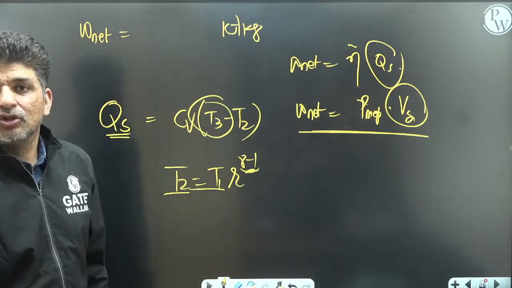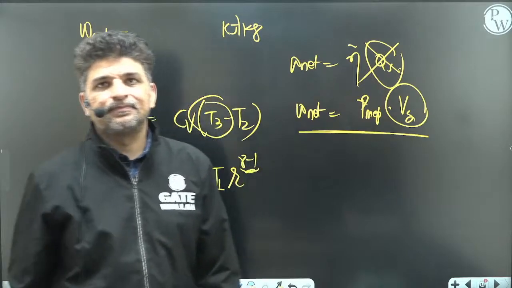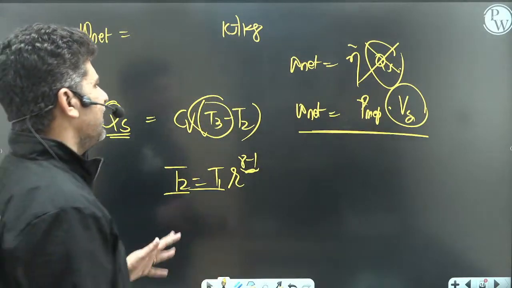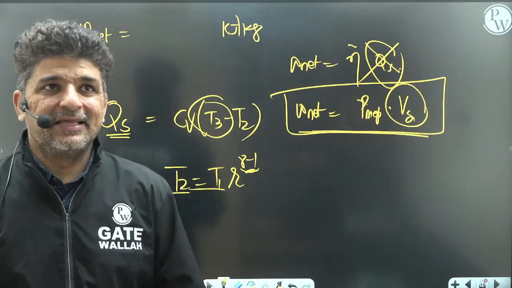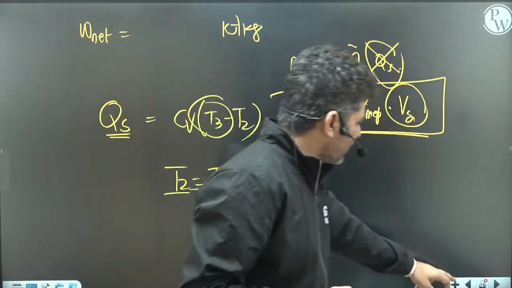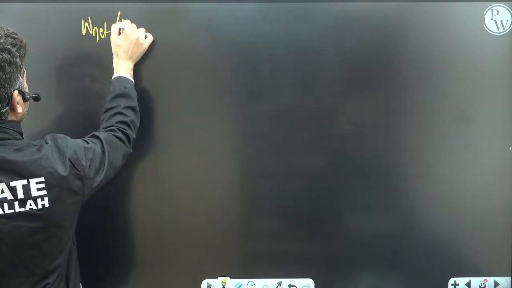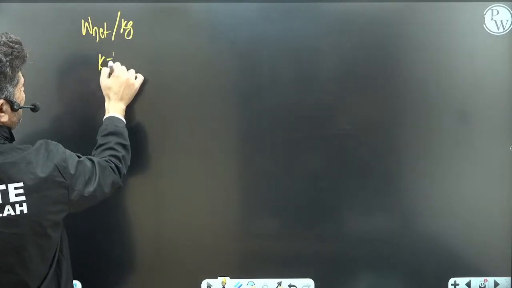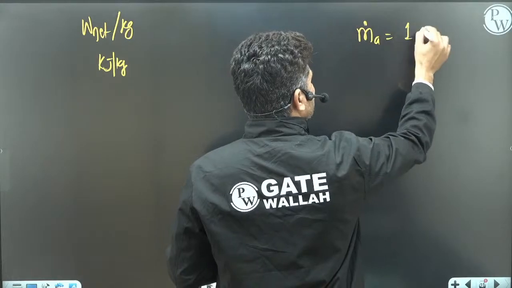So guys, you cannot calculate that. So now we are left only with one option, that is W net is equal to P mean effective pressure multiplied by Vs. Okay. So now how do we calculate this Vs? So guys, to calculate this Vs, what he has asked you is W net per kg. That means kilojoule per kg. That means you have 1 kg mass flow rate of the air.